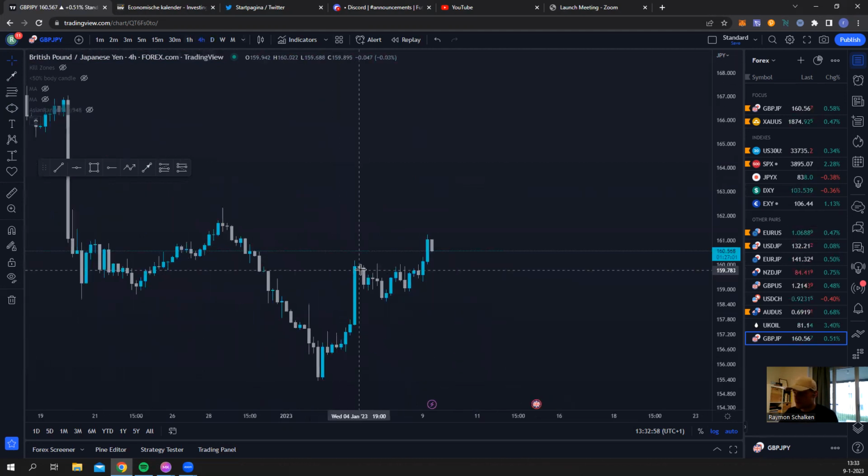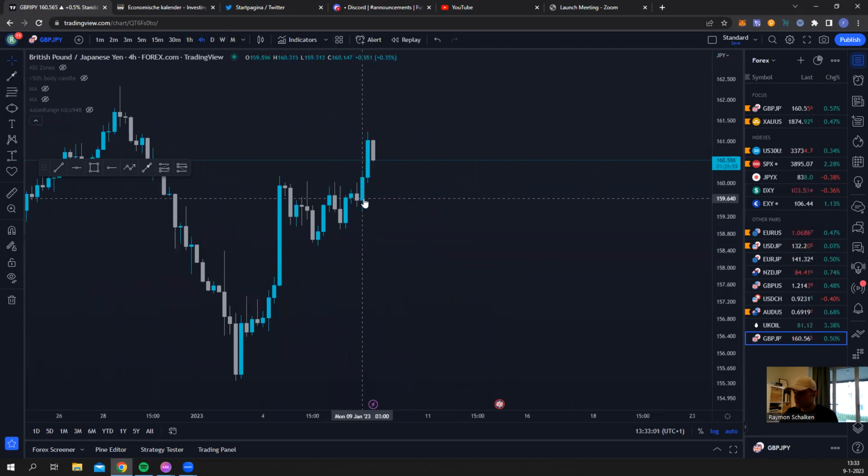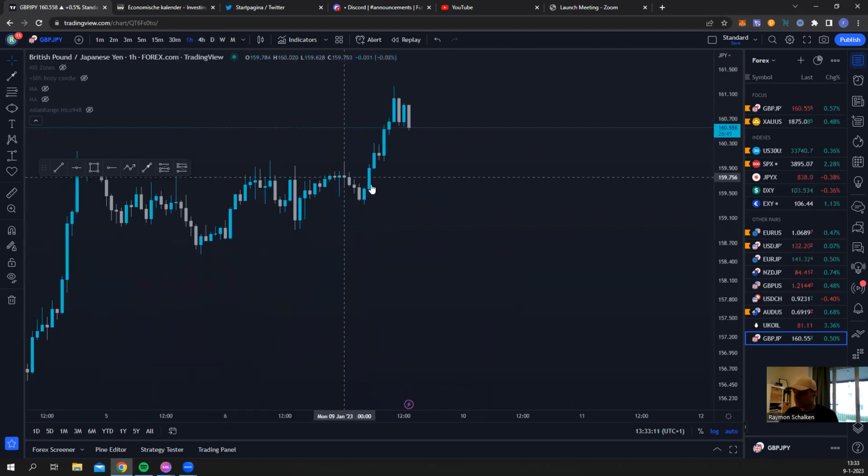Well, looking at the 4-hour, this was just closed. It closed above everywhere over here, and here we got our new open. So that was pretty bullish for me as well. The 1-hour open was around here.